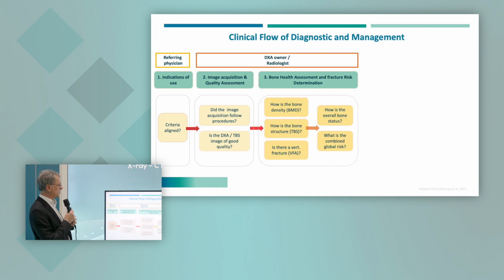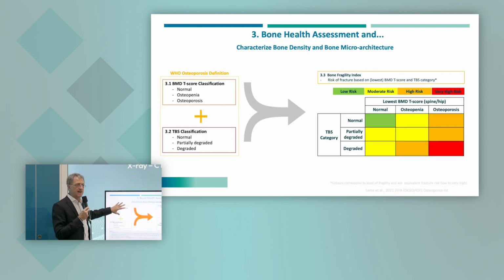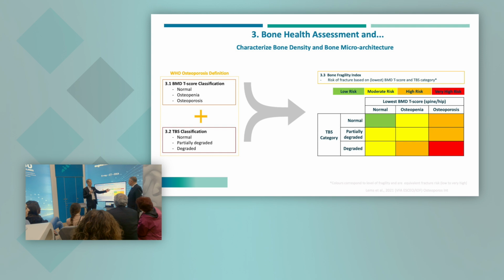But then when we go to the bone health assessment, we have several arms. First of all, we define the patient with the BMD categorization: normal, osteopenic, osteoporotic. Then you would characterize the patient with the TBS categorization: good structure, partially degraded structure, or degraded structure. Then you will combine those into what we call either bone resilience or bone fragility index, where you take into account both the density and the structure, and then identify in which level of risk I am ending up with my patients.